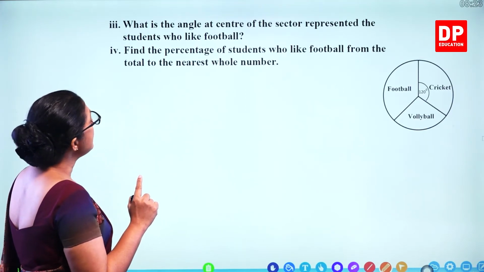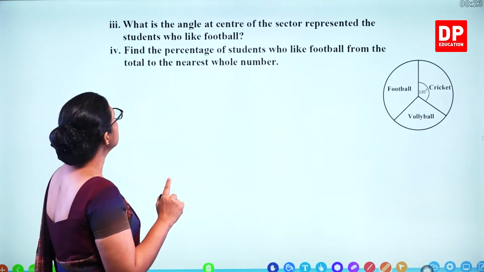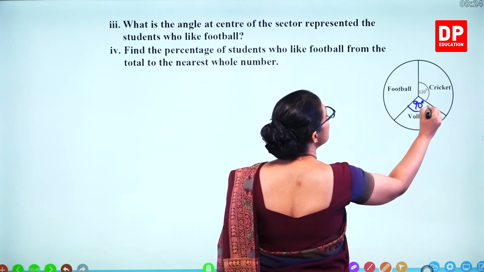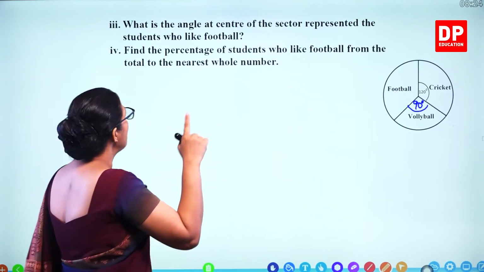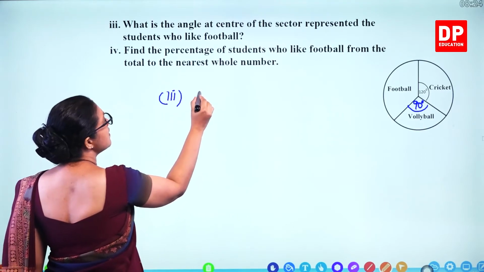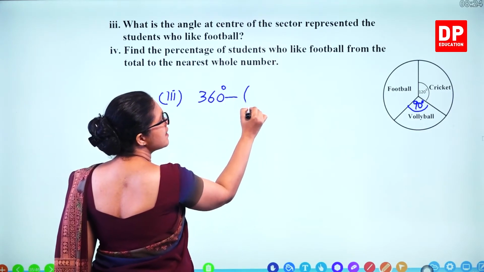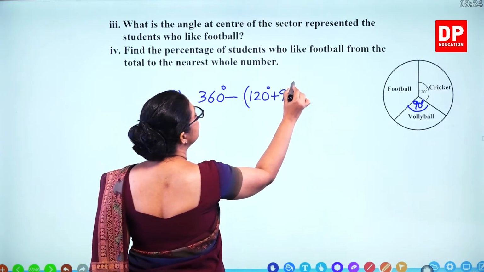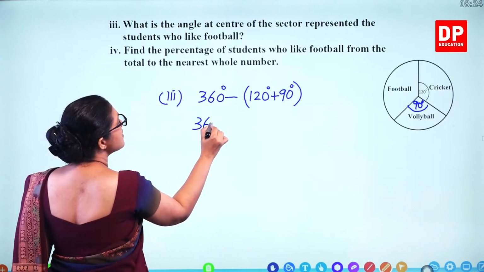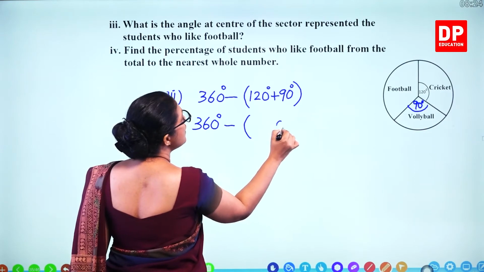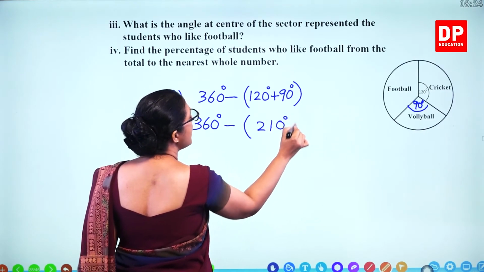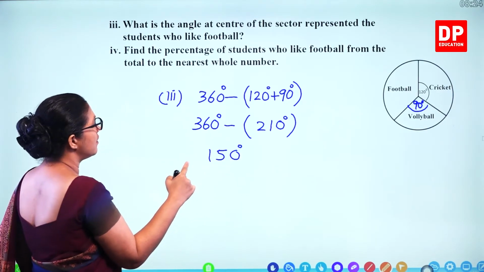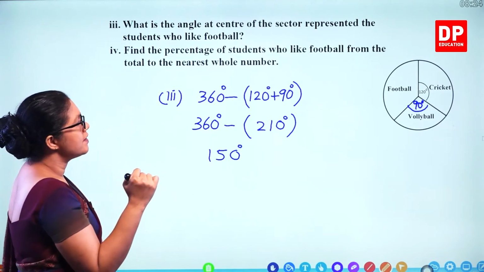Part 3. What is the angle at the center of the sector representing the students who like football? Now we found this is 90 degrees. So easily you can find the other angle because the total is 360. So 360 degrees minus the other 2, 120 plus 90. So 360 minus the addition of these two, 210. So 150 degrees is the angle.